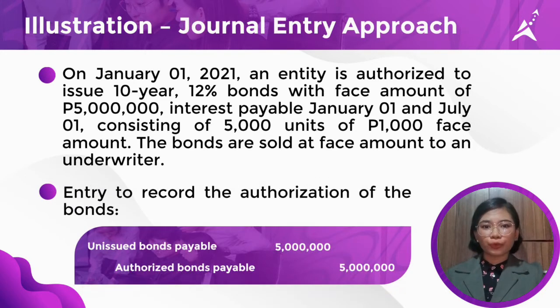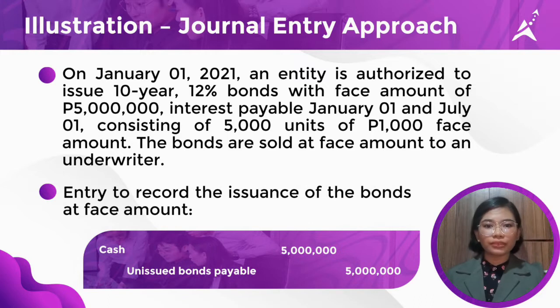For the journal entry approach, we have the same transaction. Here, instead of a memo entry, we will make a journal entry for the authorization of the bonds. So, we will debit issued bonds payable and credit authorized bonds payable both for 5 million pesos. Entry for the issuance of the bonds at face amount are the same as in the memorandum approach. However, on the credit side, we will use the account title issued bonds payable. So, that's the journal entry if the bond is issued at the face amount.